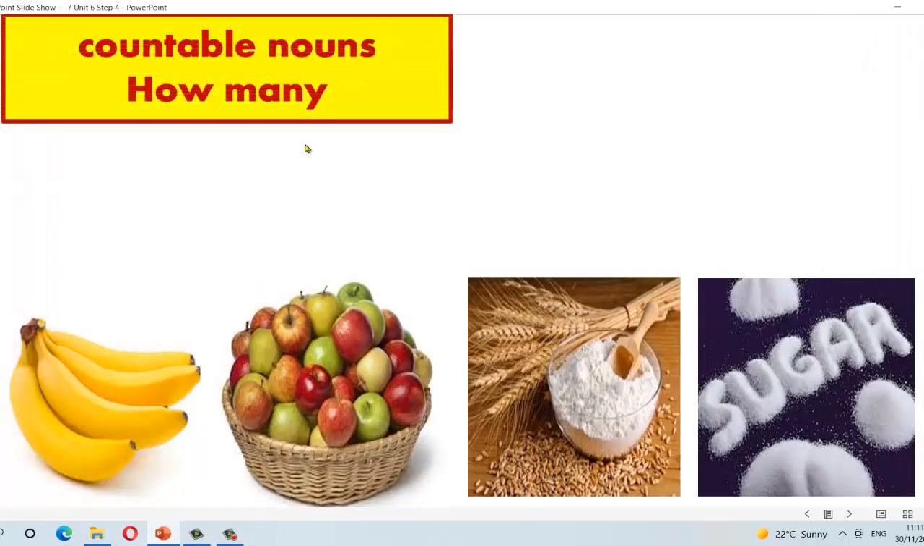For countable nouns, we ask with how many. How many pupils are there in your class? How many bananas do you eat a day? How many apples do you eat a day? We use how many to ask about countable nouns.